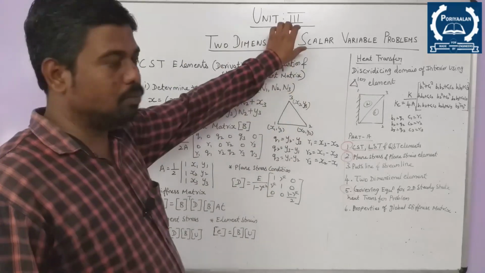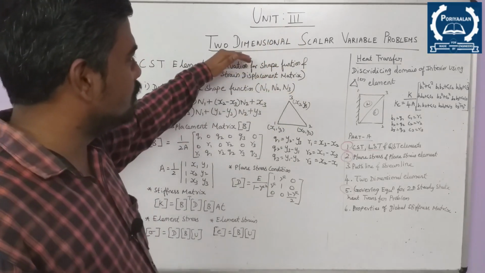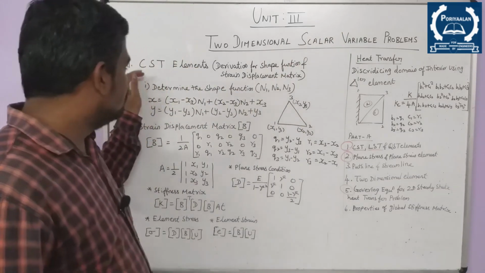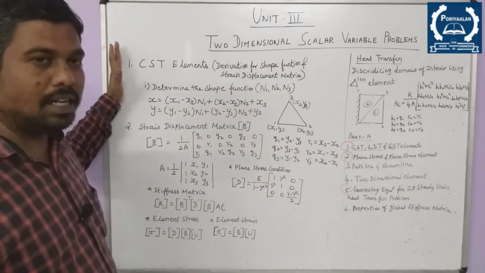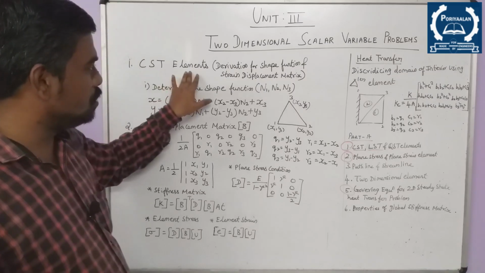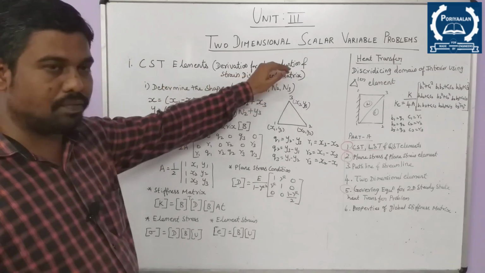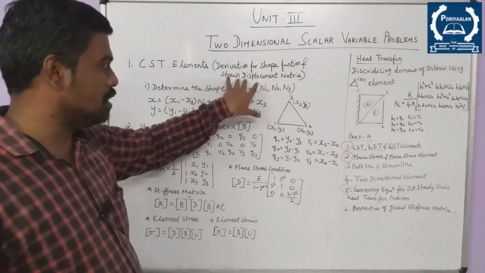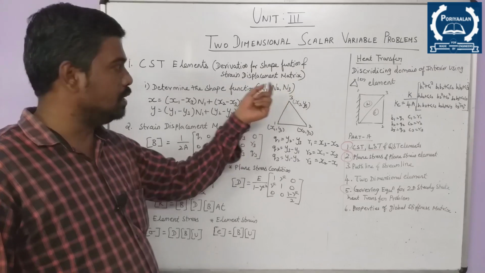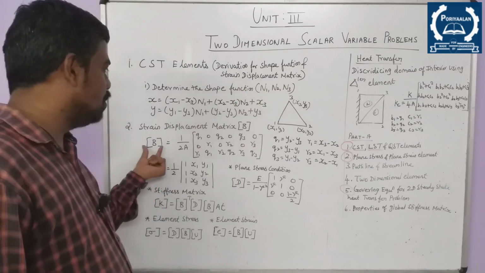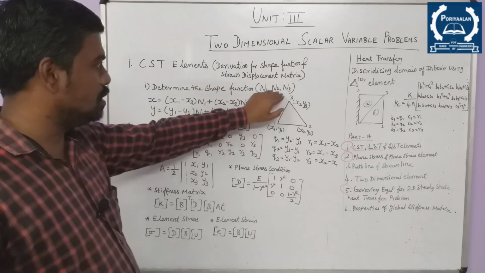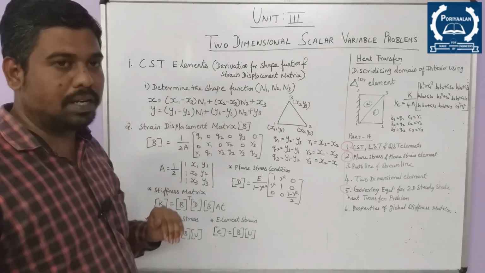Next we are moving to unit 3, that is 2-dimensional scalar variable problems. In part B we have only the CST element, so you have to concentrate only on the CST element. In this CST element, the first question may be a derivation for the shape functions and the strain displacement matrix. You have to derive N1, N2, N3 and the strain displacement matrix B. How did these 2 formulas come? With the help of this derivation we find the shape functions and the B matrix.